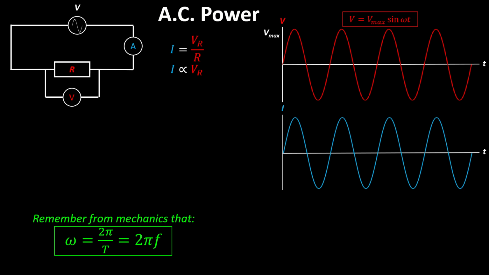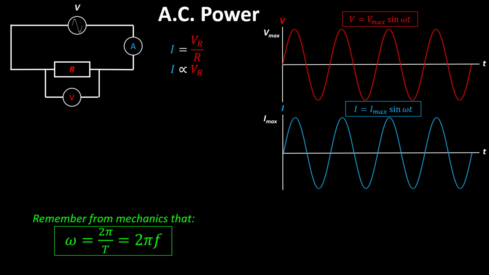So the current and resistor voltage, I should say, are always in phase, which means they always have the same shape. And they're always at 0 at the same time, and they're always at a maximum at the same time. They're always at the minimum at the same time. So we get the same shape out of those. And we can write an equation based on the maximum current for the current at any given time, just like we did for voltage.